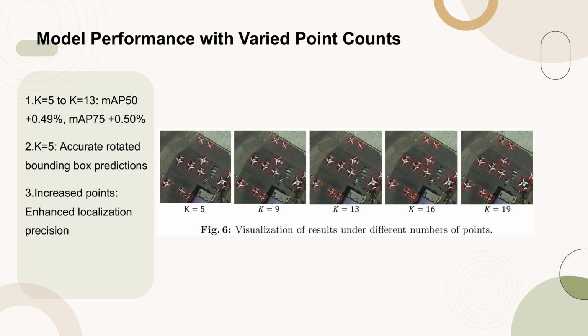Figure 6 illustrates the impact of varying the number of points k on model performance. Quantitatively, increasing k from 5 to 13 resulted in a modest improvement of 0.49% for mAP50 and 0.5% for mAP75. Visually, more points facilitate more precise localization. Even with just 4 boundary descriptor points at k equals 5, the model can accurately predict rotated bounding boxes, largely due to the auxiliary axis predictions.